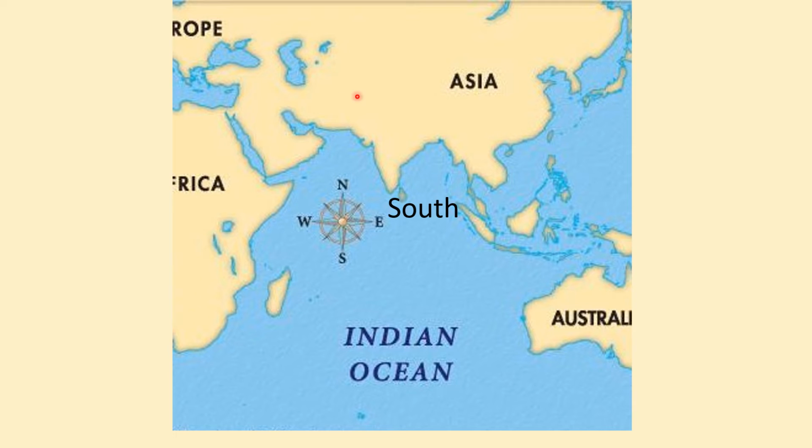This is a part of the world map. Now this is India here, children. If you can see, India is next to the sea. This is the west of India, which is the Arabian Sea. East of India is the Bay of Bengal. And to the south of India, all this is the Indian Ocean. This place is called the Indian Ocean. So the Indian Ocean is to the south of India.